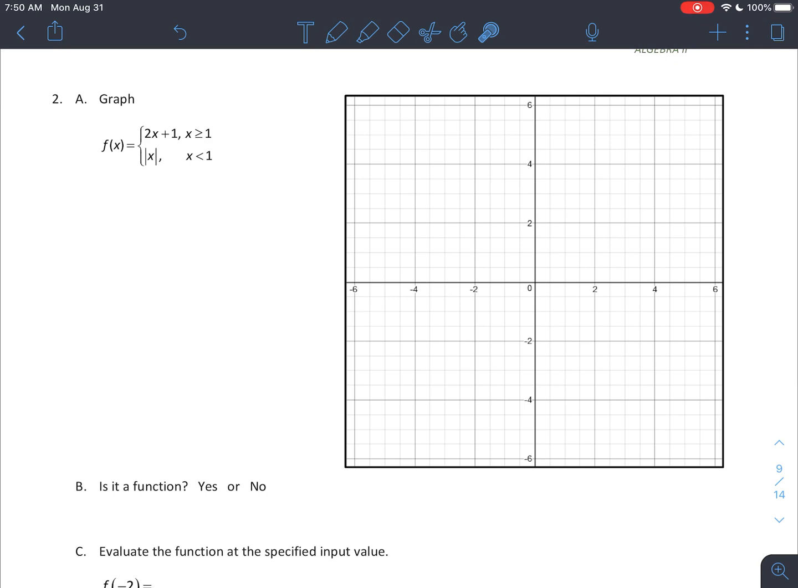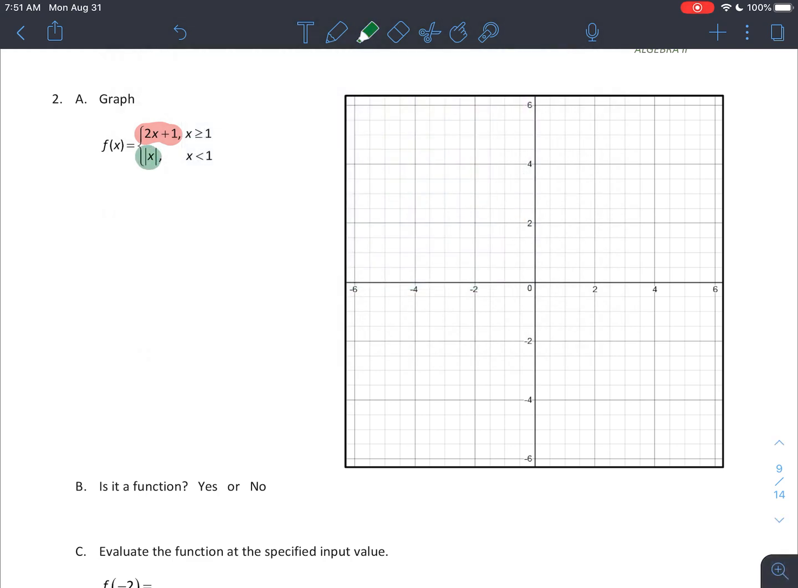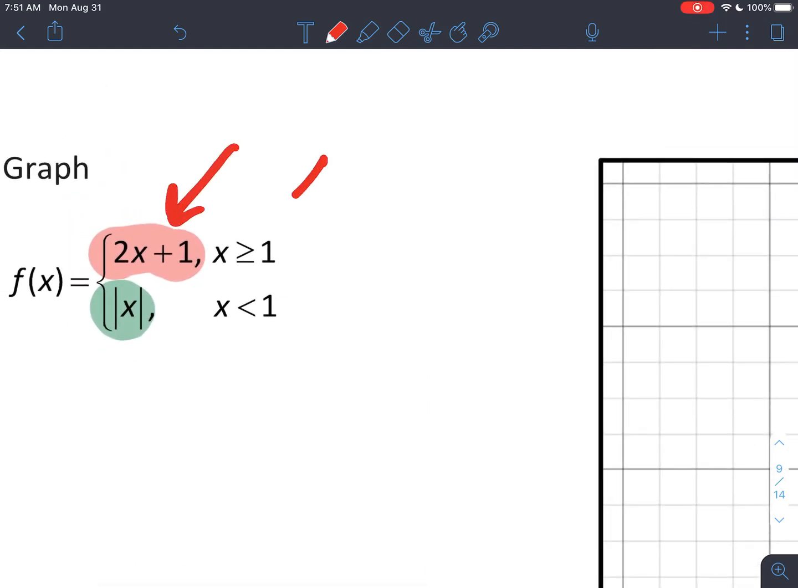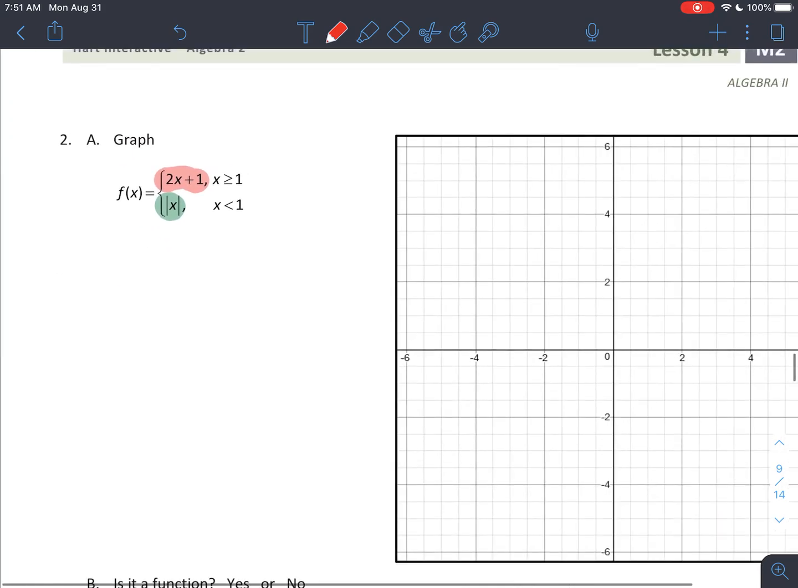We're going to follow our directions, and in problem number 2, we are asked to first and foremost graph, and I'm going to graph each piece. And notice there's only 2 pieces here. I'm going to graph each piece based on the equation and the given domain. So my first piece here I know is linear.